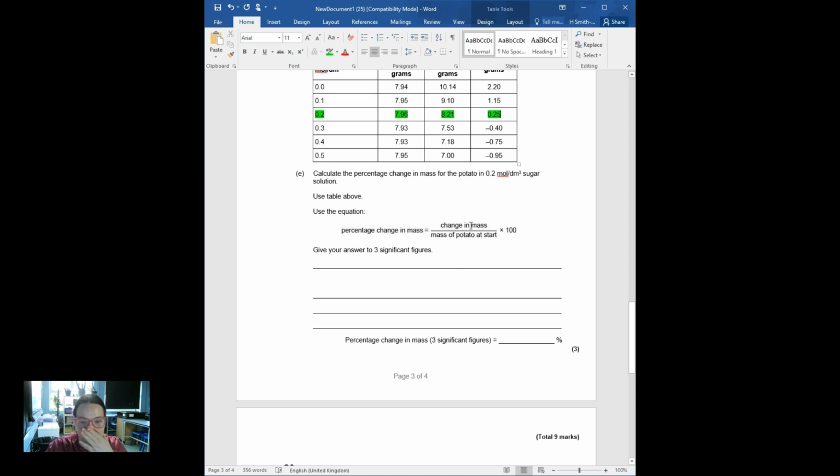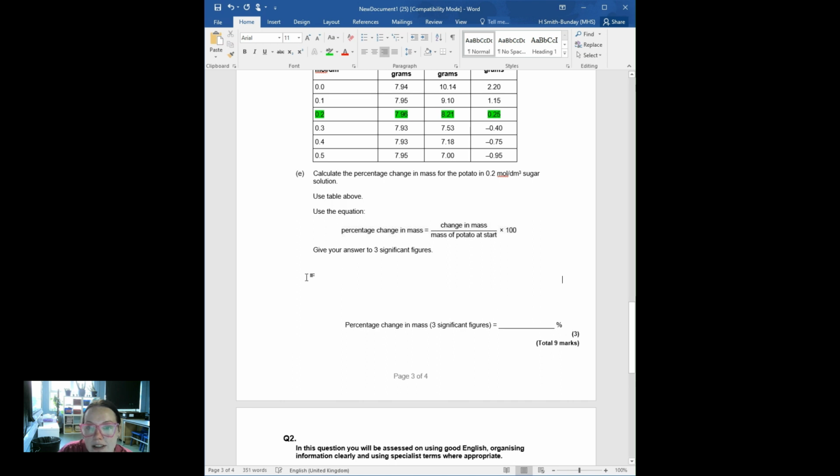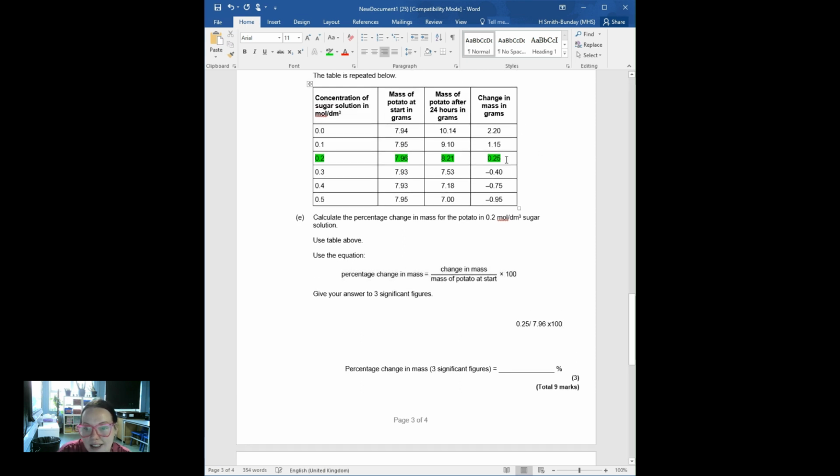Okay. Next one says calculate the change in mass for the potato in 0.2 mole sugar solution. Use the table below. So here is 0.2. It says use this calculation. Percentage change is change in mass over the mass of the potato times by 100. Give your answer to 3 significant figures. That's the math skill that you need to know.